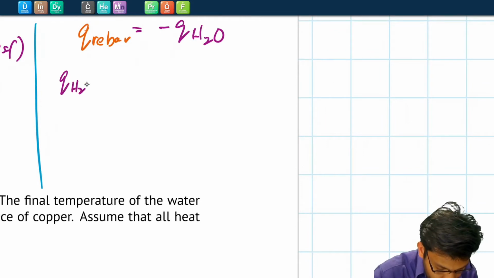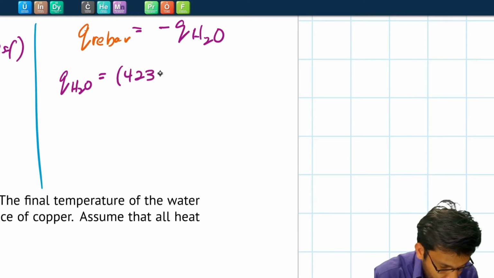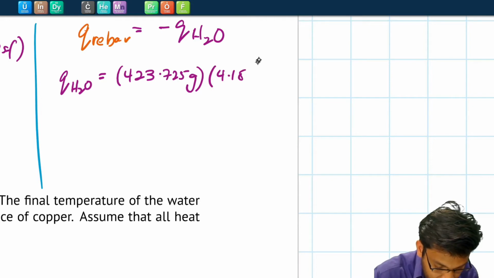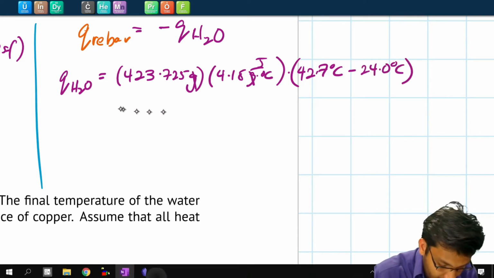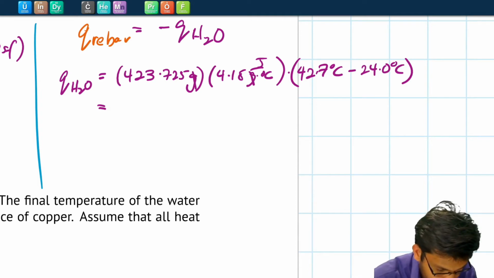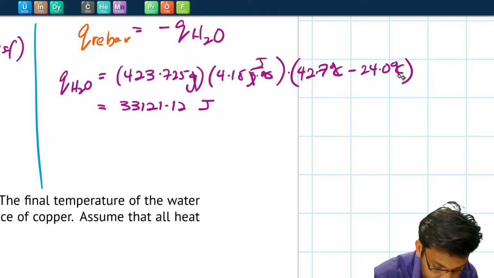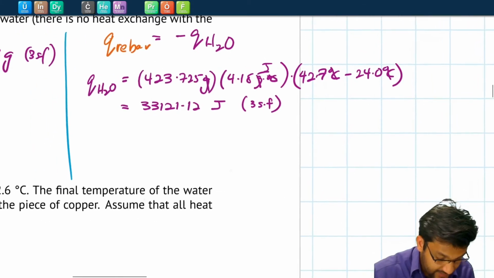The Q for water should be the mass of water, which is 423.725 grams, times the specific heat capacity, 4.18 joules per gram per degree Celsius, meaning that the grams will cancel out, times the temperature change, which was final, 42.7 degrees Celsius, minus the initial, which is 24.0 degrees Celsius. You plug all of this into a calculator and you should get 33121.12 joules, right? Because the degree Celsius also cancels out. And this will be to 3 sig figs, which we'll use later. All right, so that's the Q for water.